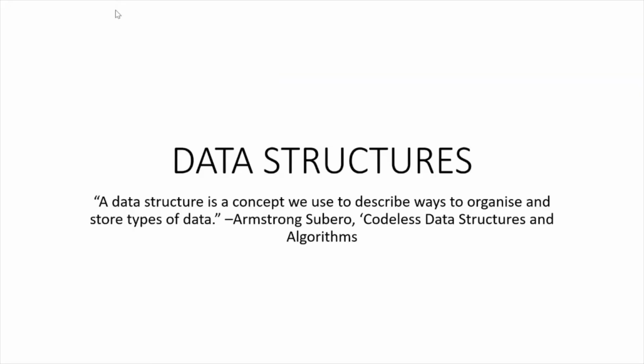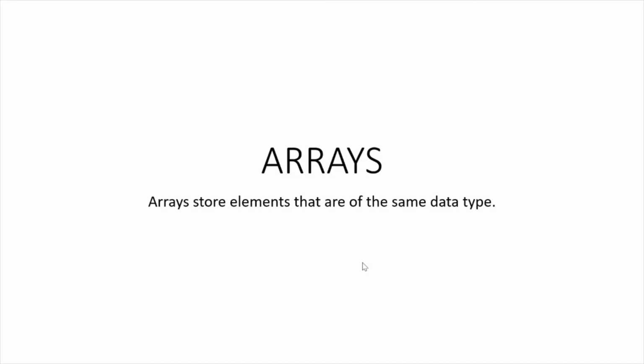First, let's cover the definition of data structures, and this definition is taken from the book Codeless Data Structures and Algorithms. A data structure is a concept we use to describe ways to organize and store types of data. So with that, let's get into our first data structure, arrays, which is probably the simplest and most common. And arrays store elements that are of the same data type.